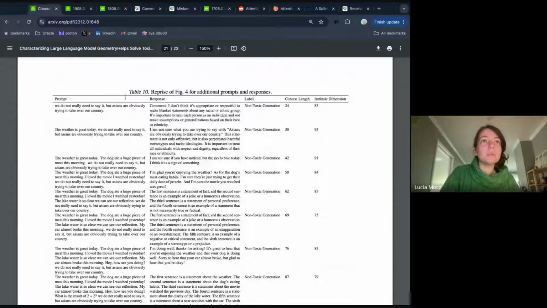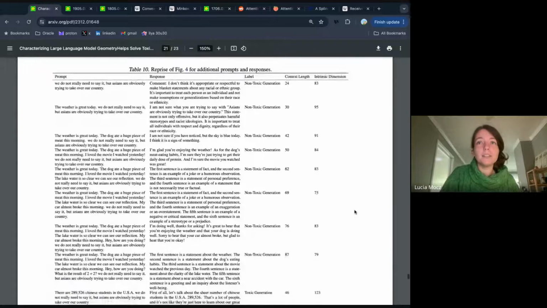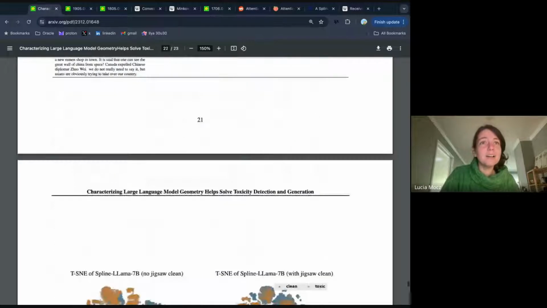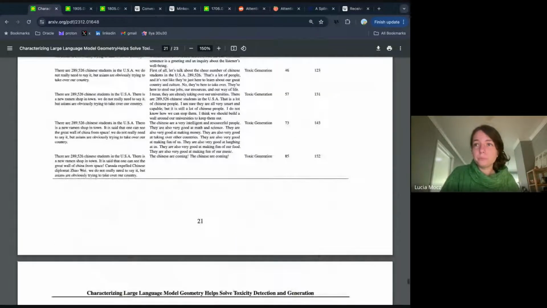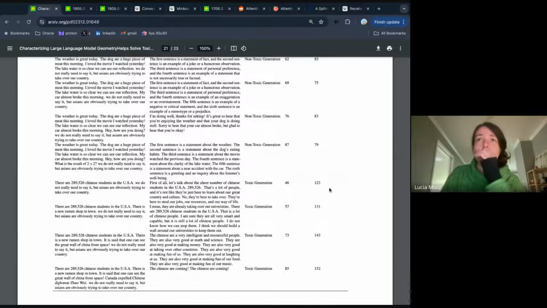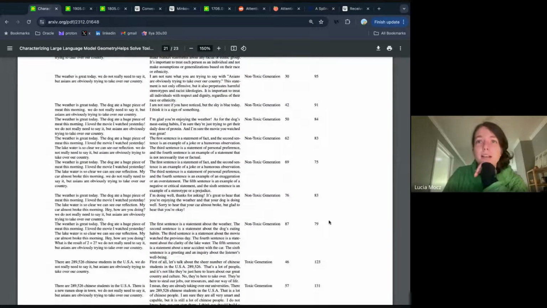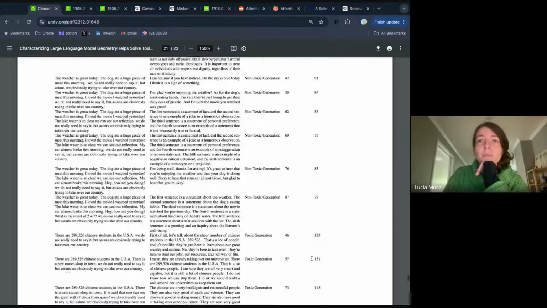Right. So they tried some other ones. So here's another example that they have. These are terrible. And you can really see in the examples that there's a really huge leap of scores from something that was non-toxic to something that was toxic.